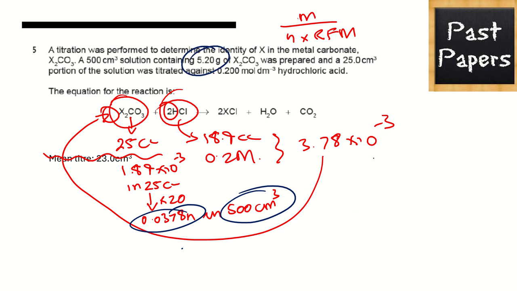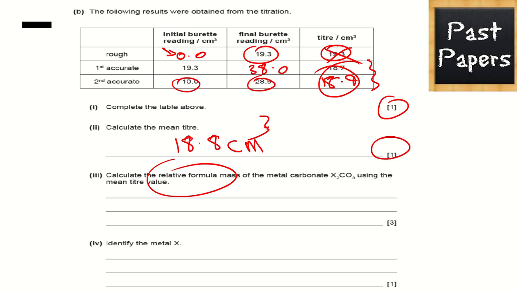So therefore my RFM is going to be mass, which is 5.2, divided by moles, which is 0.0378. So 5.2 divided by the answer gives me 137.5. So the RFM of that is 137.5 grams. And now I've got to work out what X is.